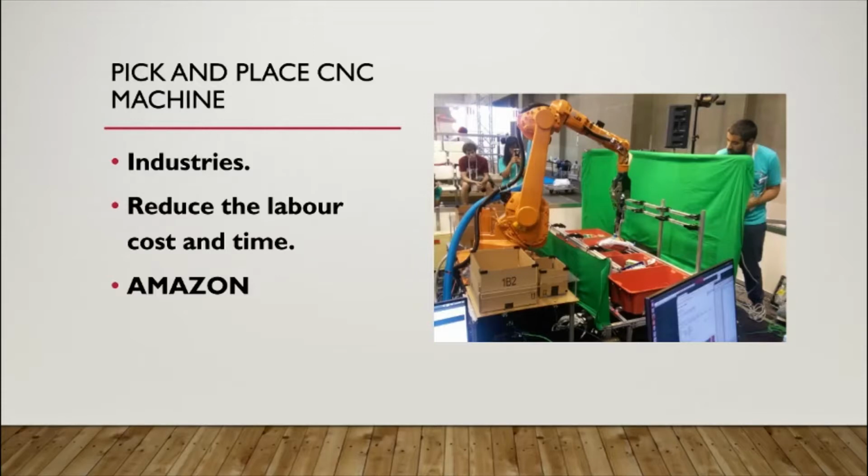For example, the Amazon company has many varieties of items. So to sort the items, this machine is used in the room where many items are placed.